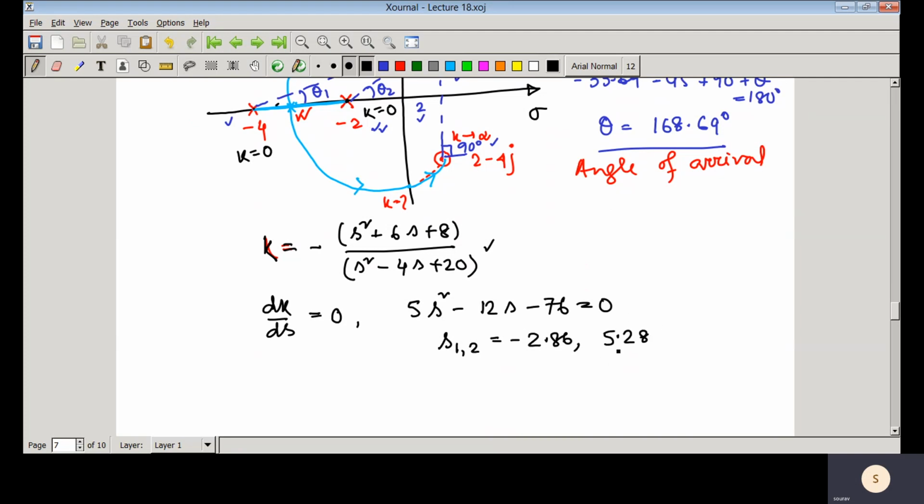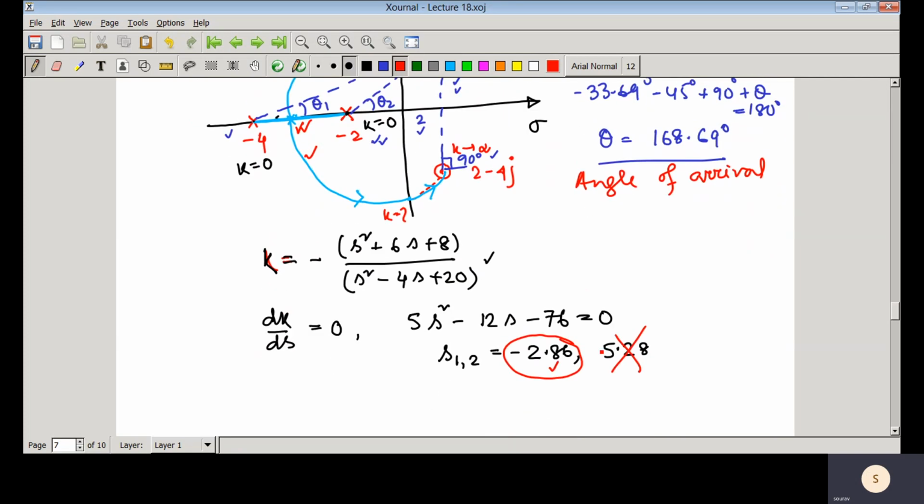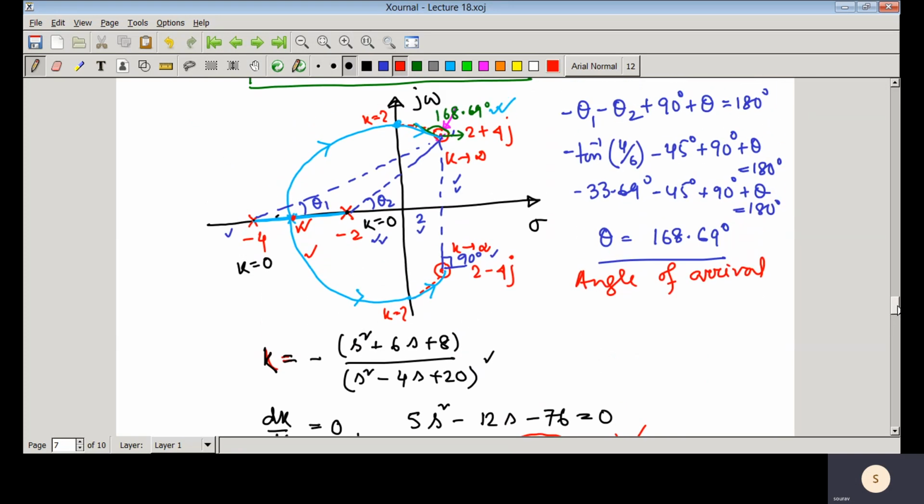So I would suggest you to calculate on your own, and then you will see that we will be considering only one value, because the other value is not part of the root locus, as you can see. So the part of the real axis, that means from -2 to -4, is the only part of the root locus, and this is the point minus 2.86. So this is the point inside -2 and -4, which would be the breakaway point. The other point 5.28 is outside that segment. So that means it is not a point that lies on the root locus.